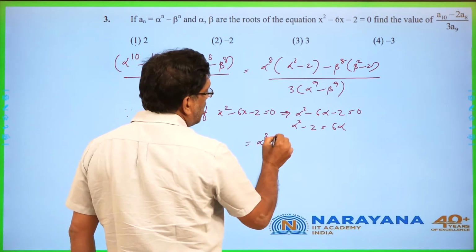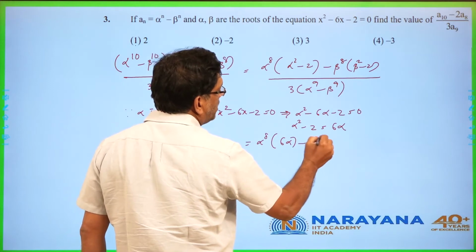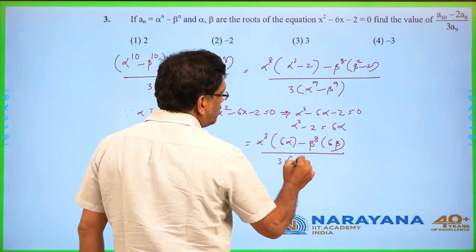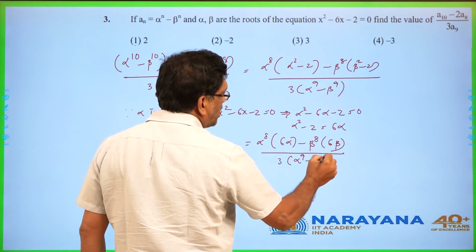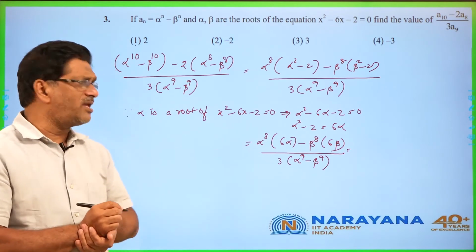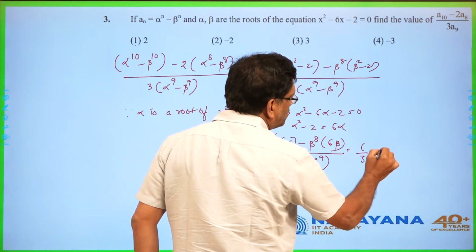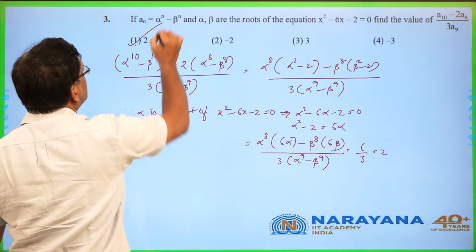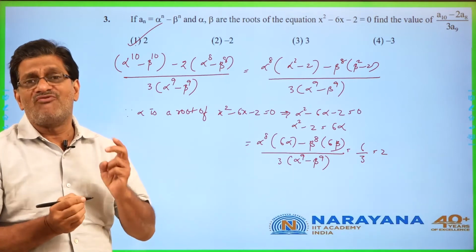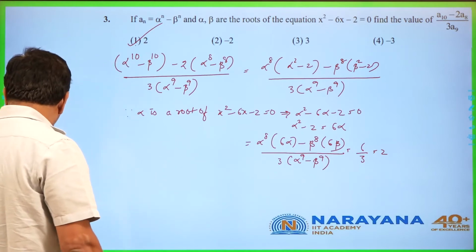Now let us substitute it. This is alpha power 8 into 6 alpha minus beta power 8 into 6 beta, by 3 times alpha power 9 minus beta power 9. So clearly alpha power 9 minus beta power 9 can be cancelled. It is 6 by 3, that is 2. We will be getting like this. So it is a simple question from quadratic. So far 2-3 times this type of question has been given, right? Let us go to the next question.